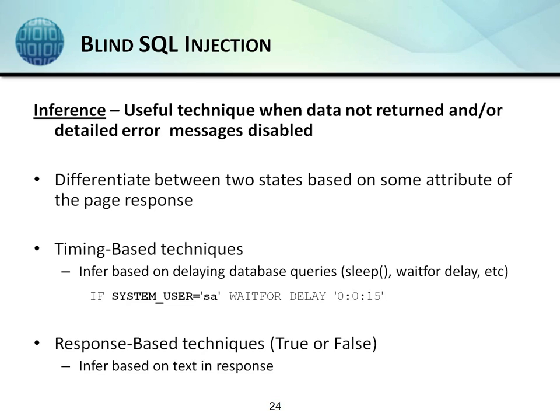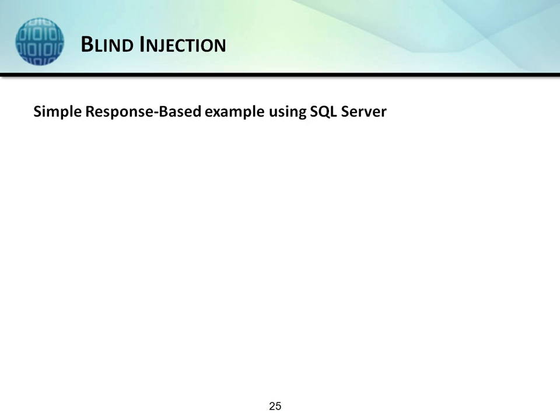And then response-based techniques. This is just inferring whether your query was successful or not based on what comes back in the browser. So maybe there's no error message, but a successful query returns 10 results, whereas an unsuccessful query returns no results. So it's just a simple example. Here we have a SQL query, and we're going to use the response-based technique. Let's assume for this example that a successful query returns 10 results, an unsuccessful query doesn't return any results, and the goal is to enumerate or determine the name of the database login being used to access the database server.